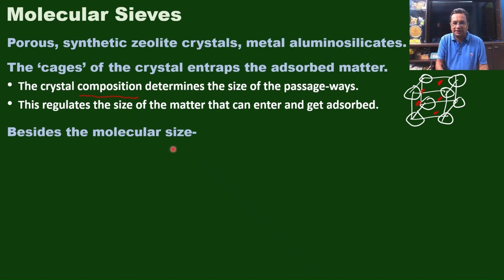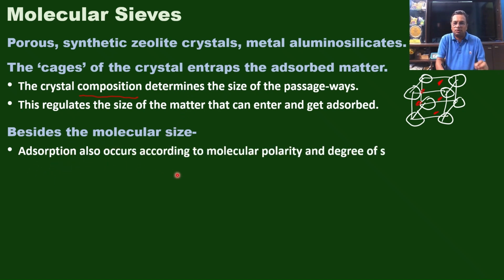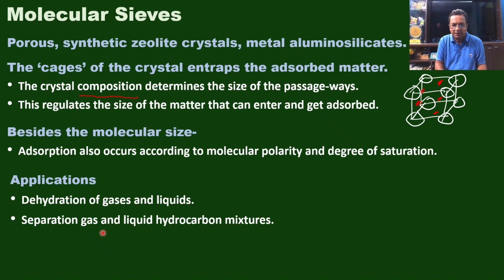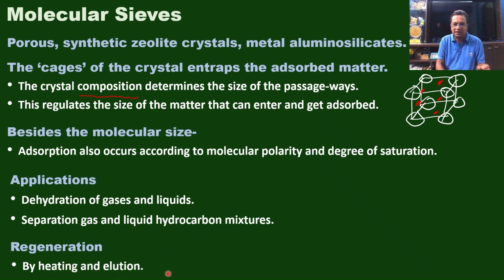Besides the molecular size, adsorption also occurs according to molecular polarity and degree of saturation. These are also used as criteria for adsorbing various substances. What are the applications for molecular sieves? They are used for dehydration of gases and also liquids. They are used for separation of gas and liquid hydrocarbon mixtures, and you can regenerate them by heating and elution. So that is a little information about molecular sieves.